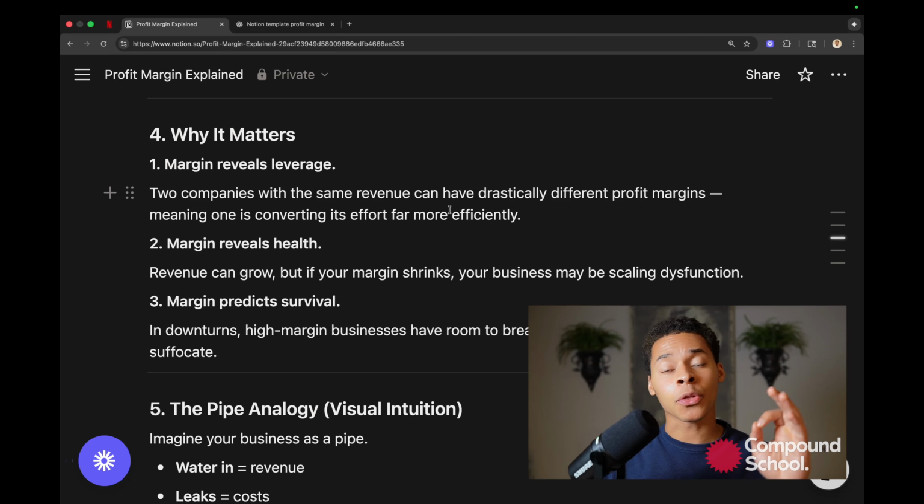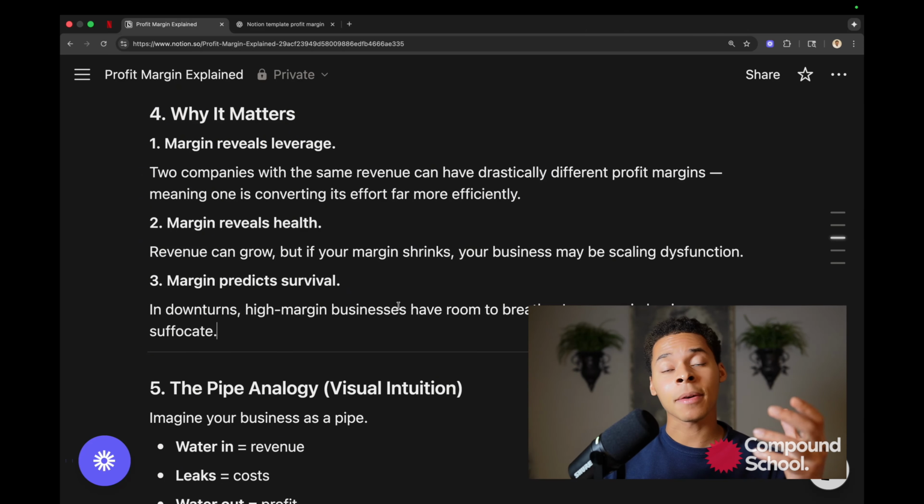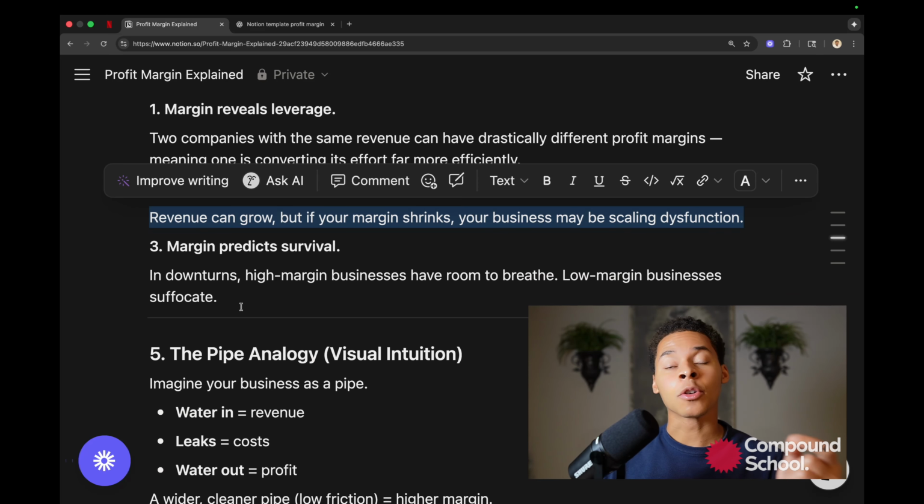Margin matters for 3 major reasons. It reveals leverage, it reveals health, and it predicts survival. Okay, so for leverage, 2 companies with the same revenue can have drastically different profit margins, meaning one is converting effort into cash far more efficiently. When I say that margin reveals the health of your business, I mean that revenue can grow, but if your margin is shrinking, your business could be scaling poor processes, okay? So margin really gives you insight into the unit economics of your company.